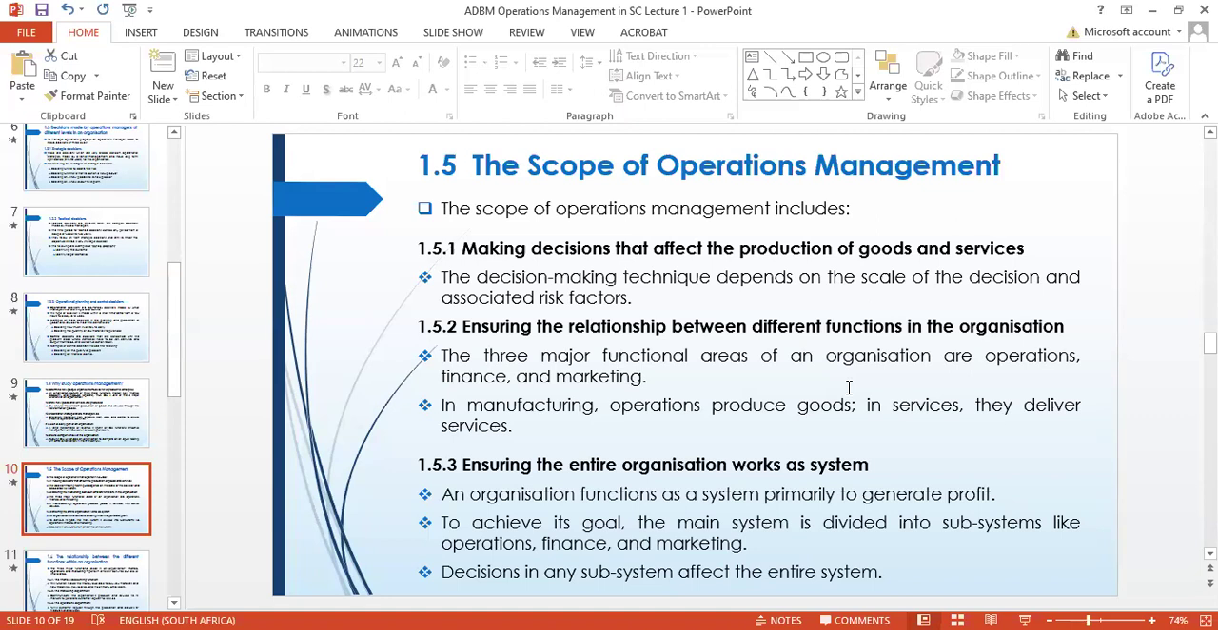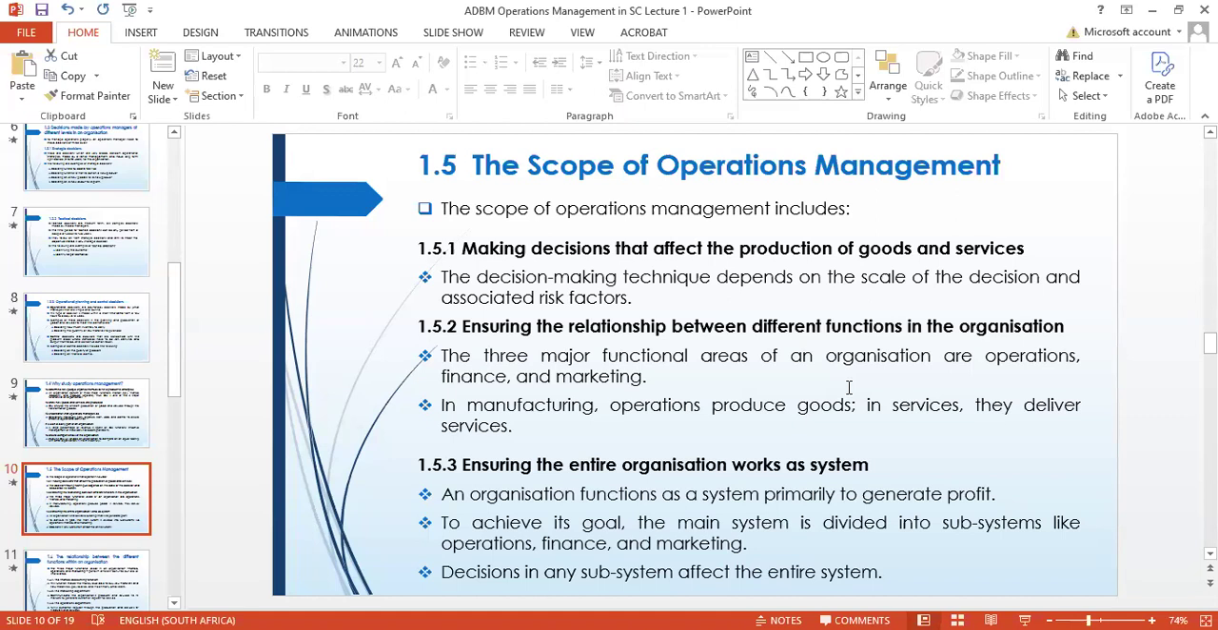And then the third item under the scope of operations management is ensuring the entire organization works as a system. We said we have various functions in the organization. They have to work together as a unified system to enable the organization to achieve its overall objective. And the major objective of an organization is to make a profit from its activities. So all these departments, operations, finance, marketing, HR, IT, and so on, have to work together to enable the organization to make profits.